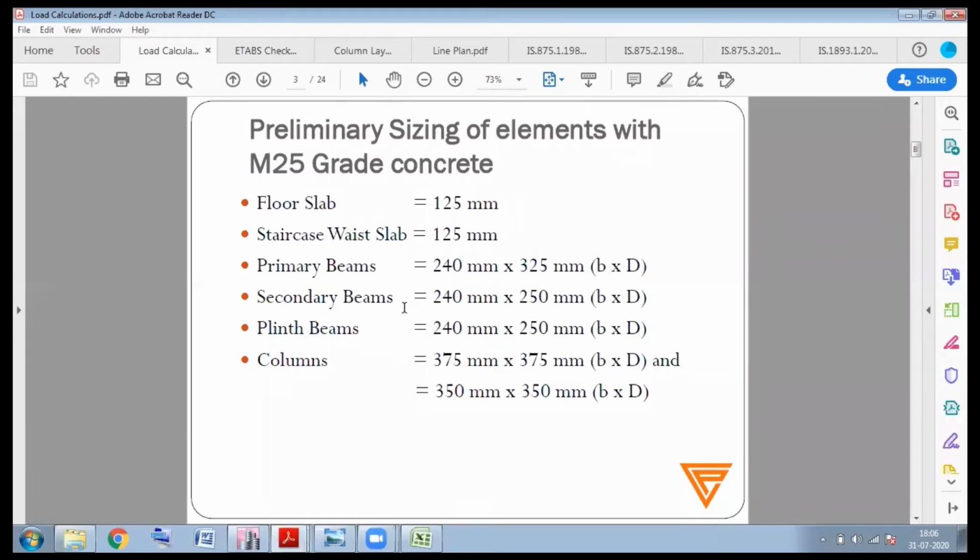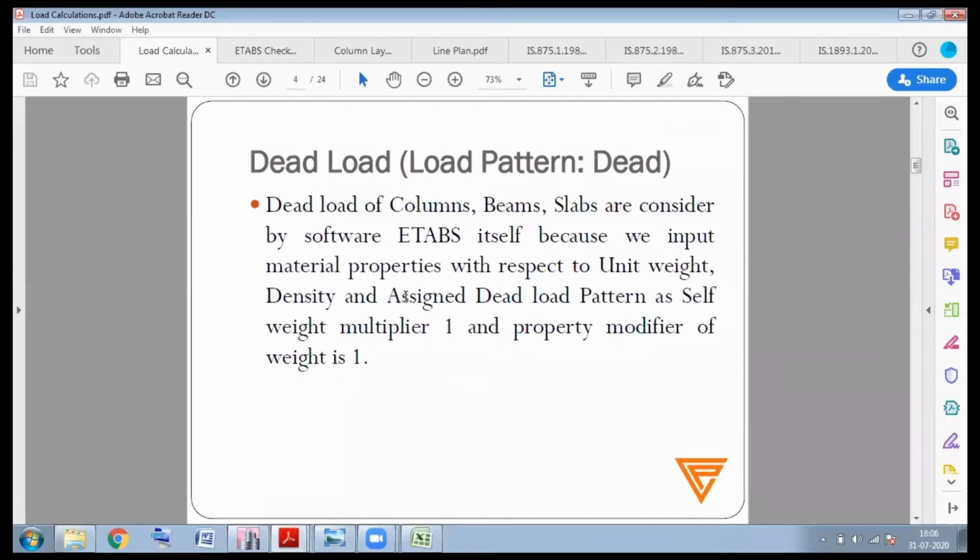So the next thing is the load calculation. Here we want to calculate the dead load, live load, and some other kinds of load. First of all, dead load. Dead load is categorized into two. The first one is the self weight of the member. Why I am categorizing this into two is that the self weight is calculated automatically by the software called ETABS.